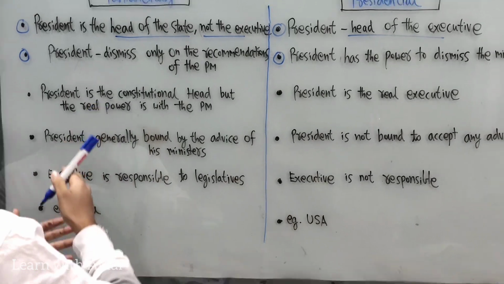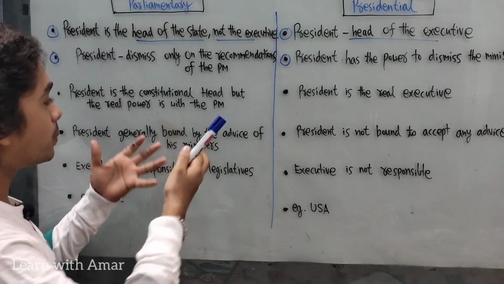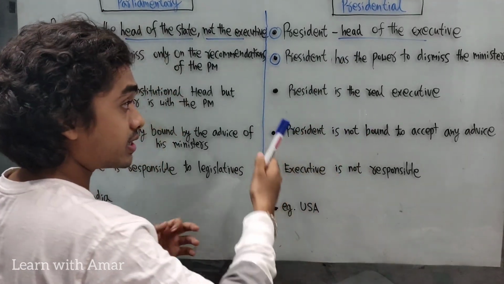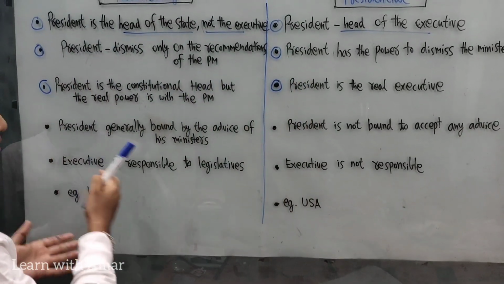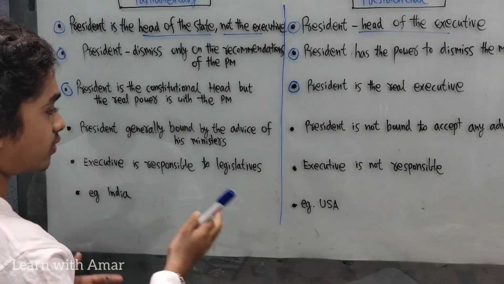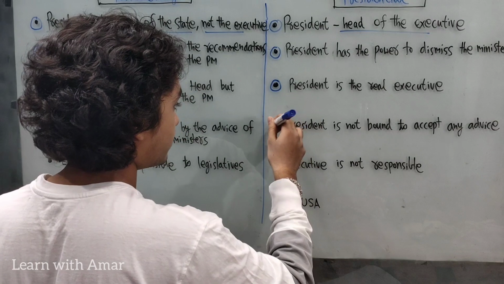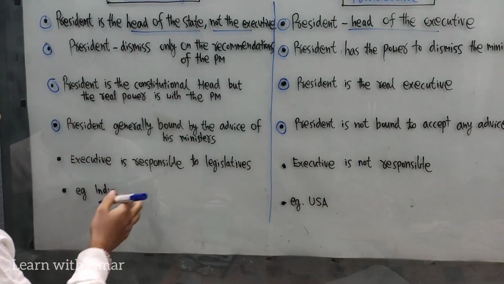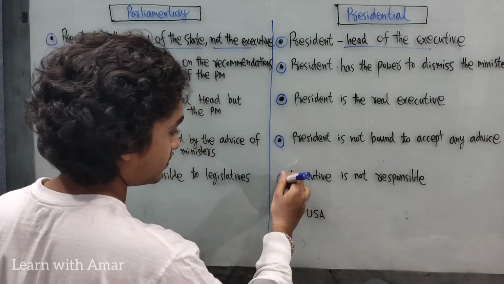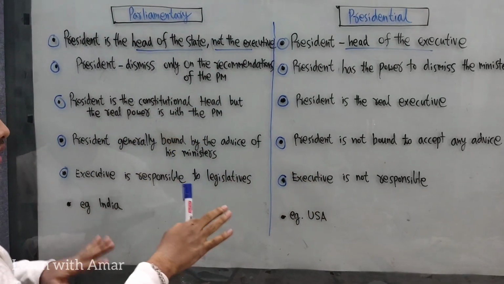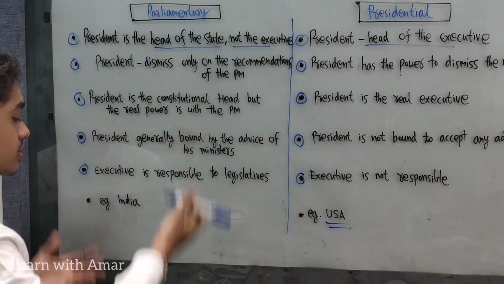Next, in the parliamentary system, the president is the constitutional head but the real power is with the prime minister. So he is not the head of the executive and does not have real power invested in him. While in the presidential system, the president is the real executive and has the power invested in him. Then the president in a parliamentary system generally is bound by the advice of his ministers. He cannot just ignore it. While in the presidential system, the president is not bound to accept any advice from his ministers. Also, in the parliamentary system the executive is responsible to the legislature, while in the presidential system the executive is not responsible. So these are the basic fundamental differences between the parliamentary and presidential systems. For example, we see the presidential system in the USA, while the parliamentary system is adopted by India.